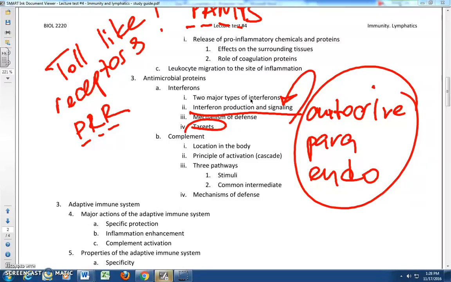Yes, it interferes with replication of the pathogens. They go to your own cells. They act on your own cells. They don't act on a pathogen. They act on your own cells so they can mount a response.